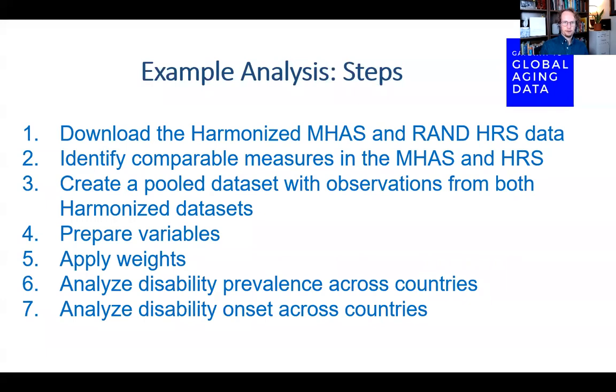So our steps are going to be first to download the harmonized MHAS and the RAND HRS data. You can identify comparable measures in the MHAS and HRS. We're going to create a pooled data set with observations from both harmonized data sets.